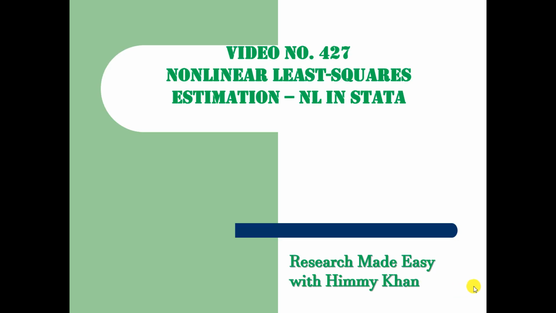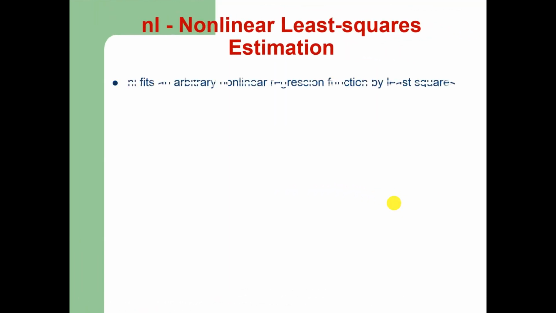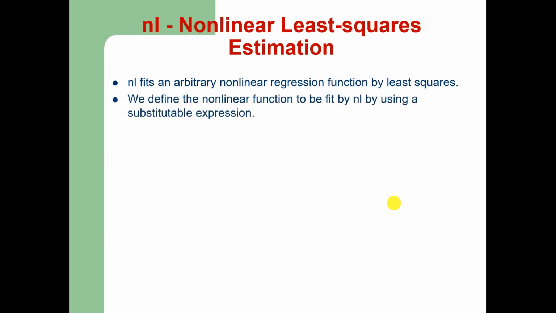This is video number 4.7, and in this video I'm going to use nonlinear least squares estimation, that is the NL command in Stata. The NL command in Stata fits an arbitrary nonlinear regression function by least squares. So what does this mean and how will we do it? I'll give you an example.